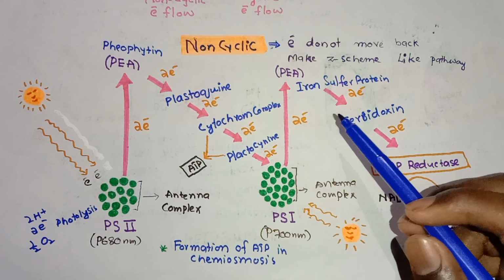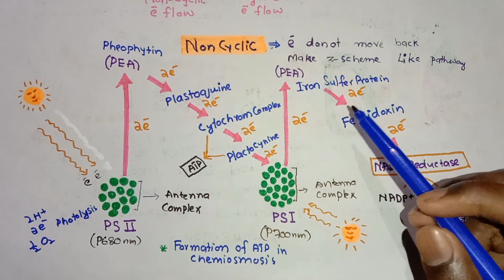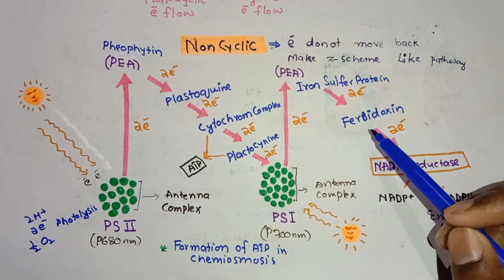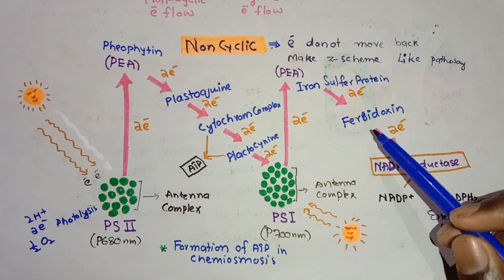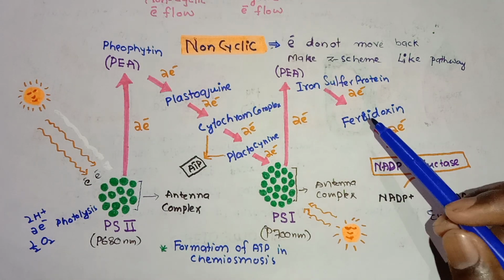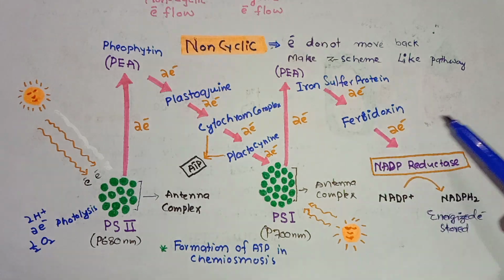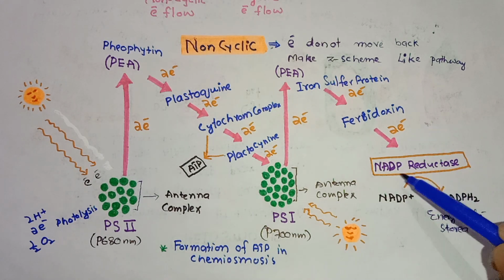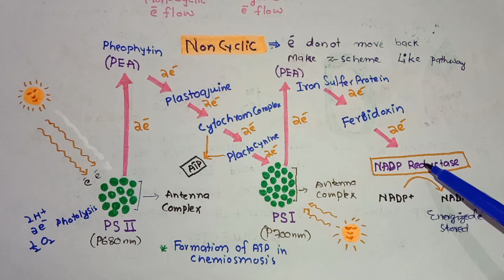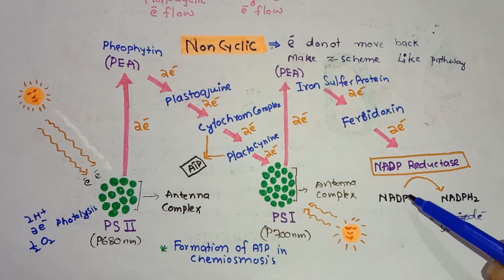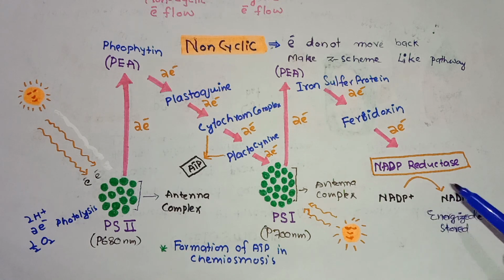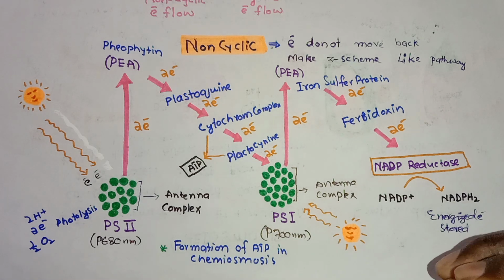After the iron sulfur protein, it transfers the pair of electrons to ferredoxin. Ferredoxin is an iron protein that takes the pair of electrons and gives it to NADP reductase. That is the enzyme, and the electrons react with NADP to make NADPH. That energized electron is stored in NADPH. So this is about the non-cyclic process.